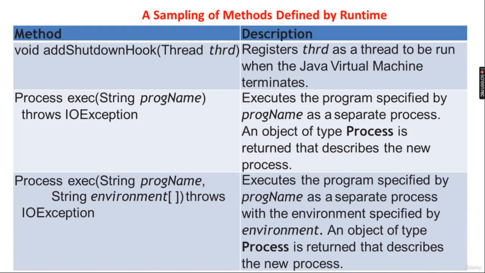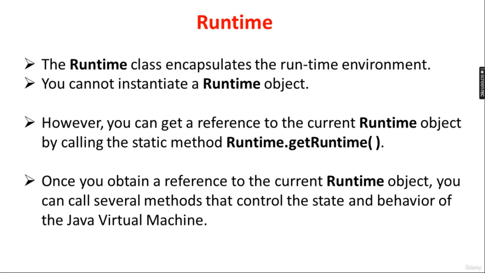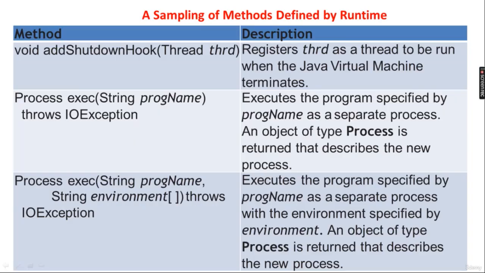Okay, so these are the methods of Runtime. After calling getRuntime, you can use these methods. void addShutdownHook(Thread thrd) registers thrd as a thread to be run when the Java Virtual Machine terminates. Process exec(String programName) throws IOException executes the program specified by programName as a separate process. An object of type Process is returned that describes the new process.